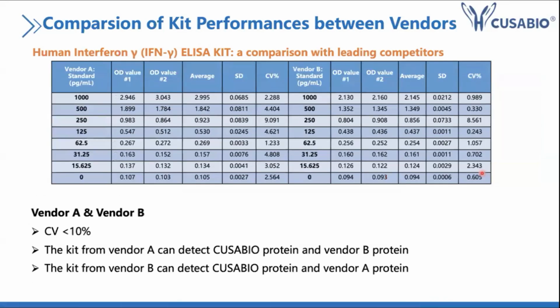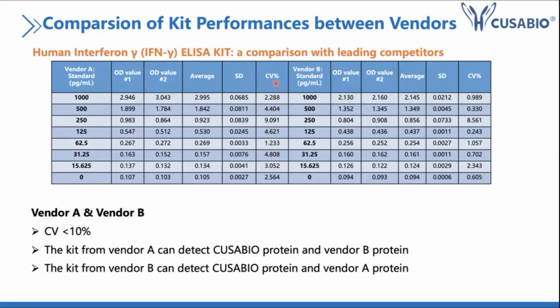So the next, in this case, is using the vendor A ELISA kit and the vendor B ELISA kit to perform a similar experiment. First, we have the standard protein from vendor A and the standard protein from vendor B. And we also built the standard curve to calculate the CV.